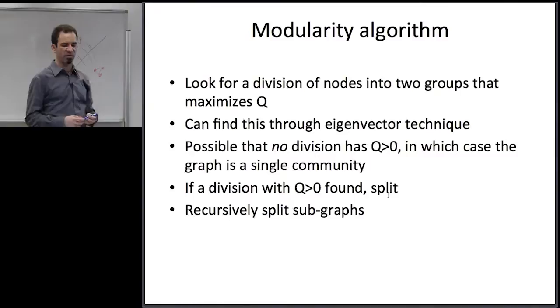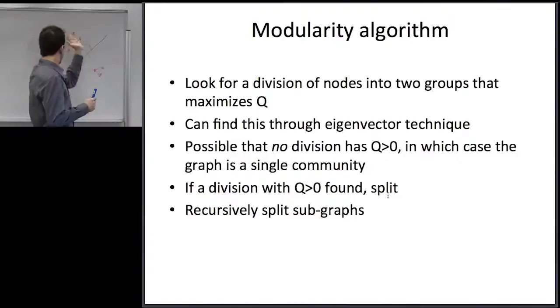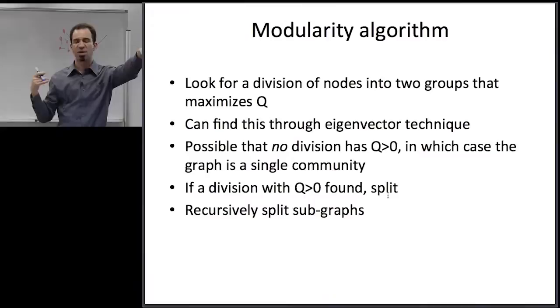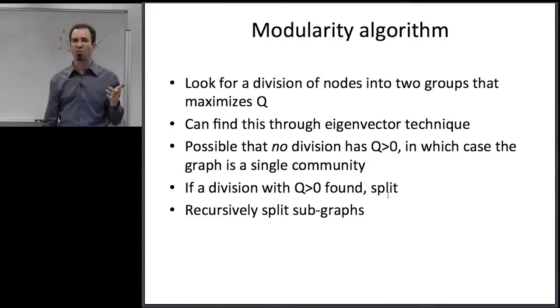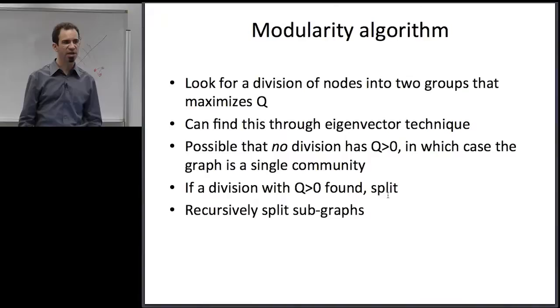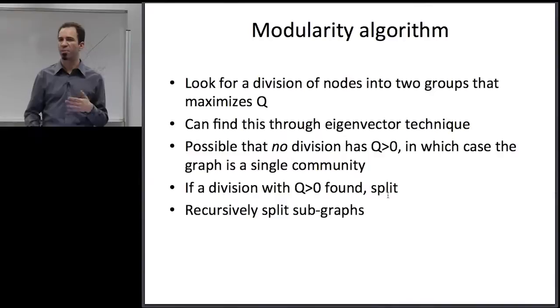But sometimes there isn't a way to break it into two groups that gives you that Q greater than 0, right? No matter how I try to split these up or arrange you in two different sides, I never get more edges inside each group than I would expect just by chance, given the total number of edges. And when that happens, it means I've only got one community. So this is an interesting algorithm, because it doesn't always find a solution. It tells you by itself when to stop. It says, you know what, there's no way you can split these up that's better than having them together.